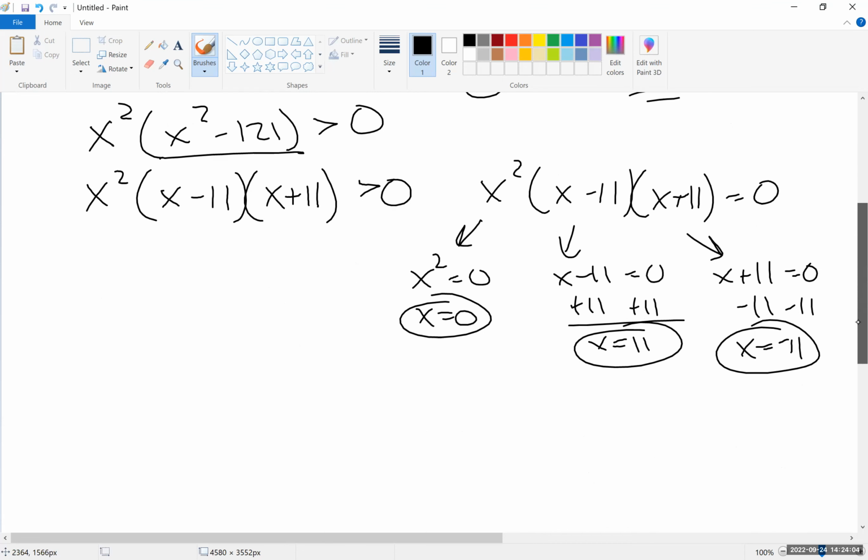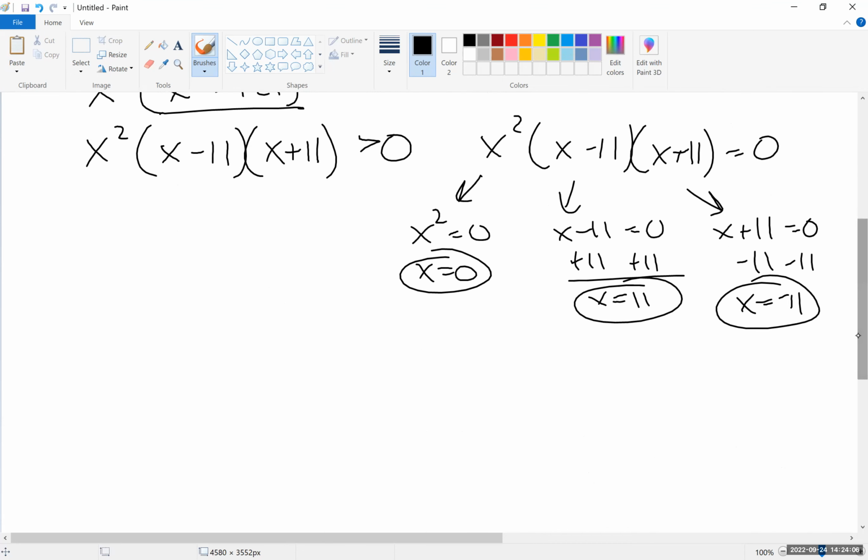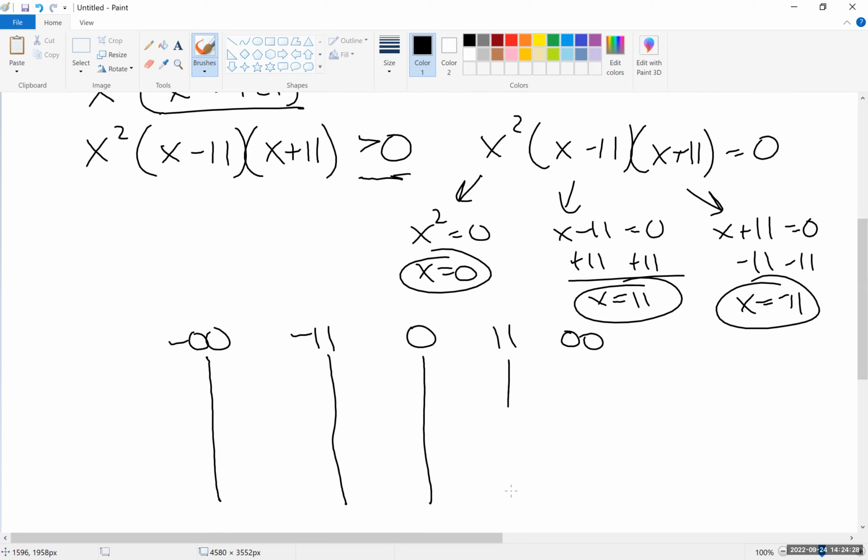This problem specifically doesn't ask for a sign chart, but others do, and this is the way to solve rational and polynomial inequalities. On the top, write a number line. We have negative infinity, then the smallest zero, negative 11, then 0, then 11, and then infinity. And from those numbers, draw down a vertical line.